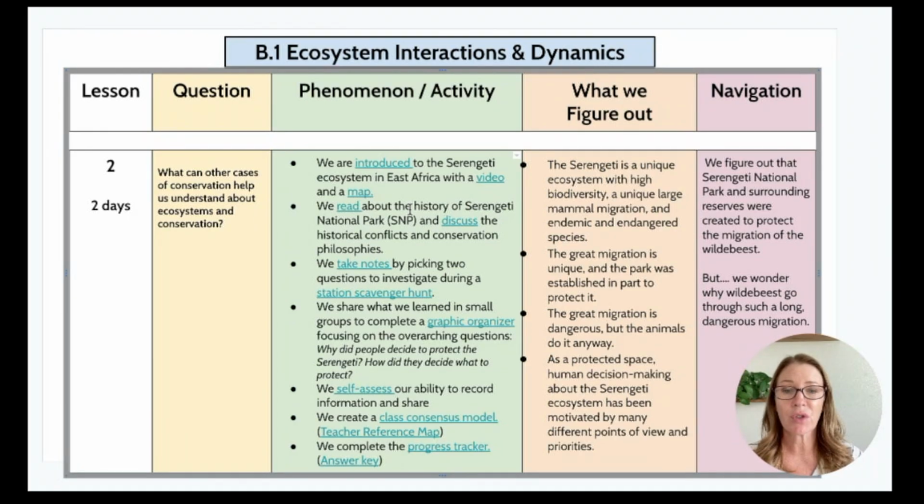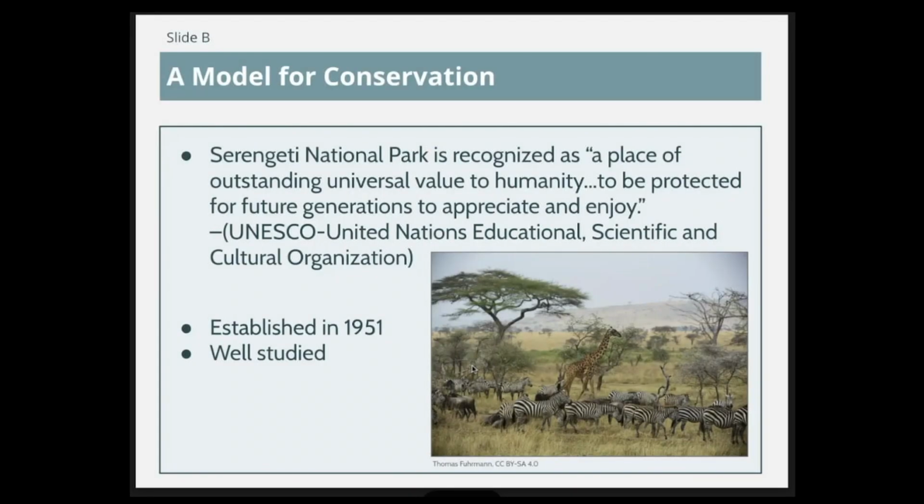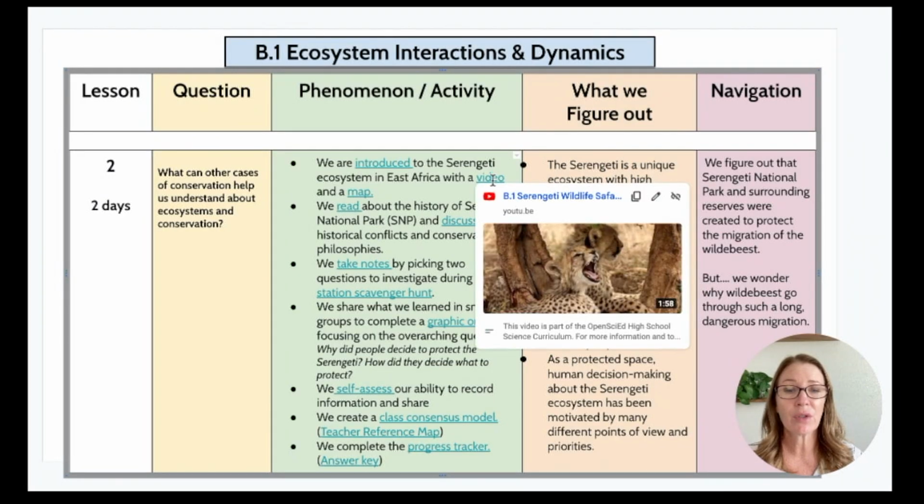So we're introduced to the Serengeti. Here's an opening slide. We have a picture and there's a quote saying that it's a place of outstanding universal value to humanity to be protected for future generations to appreciate and enjoy. It was established in 1951, and again, it was very well studied. We're also going to watch a video so we can see some of the animals that are in this park, and also there is a map.